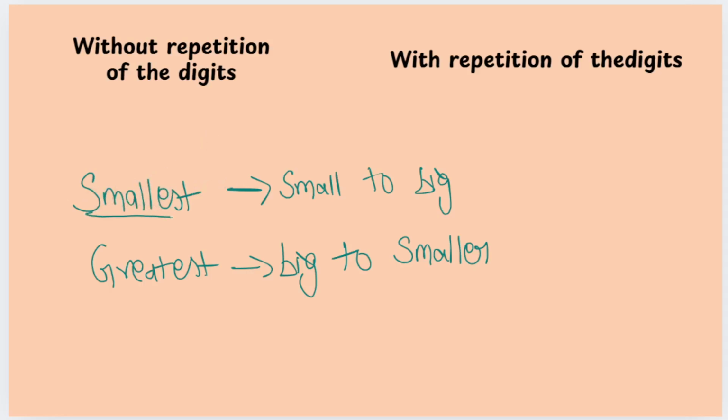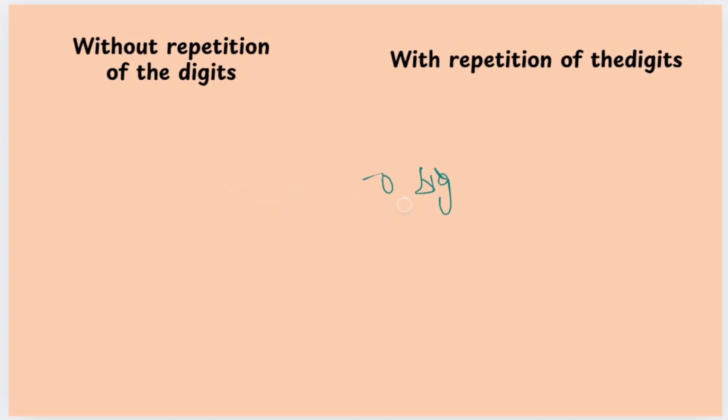Okay. If they ask you for the smallest digit, you are going to write from smaller number to bigger number. Greatest number means you are going to write bigger number to smaller number. Fine. This is called forming greatest and smallest number. So I'll rub this one and you guys write it down in the notebook. Fine. So let's move on, buddies.